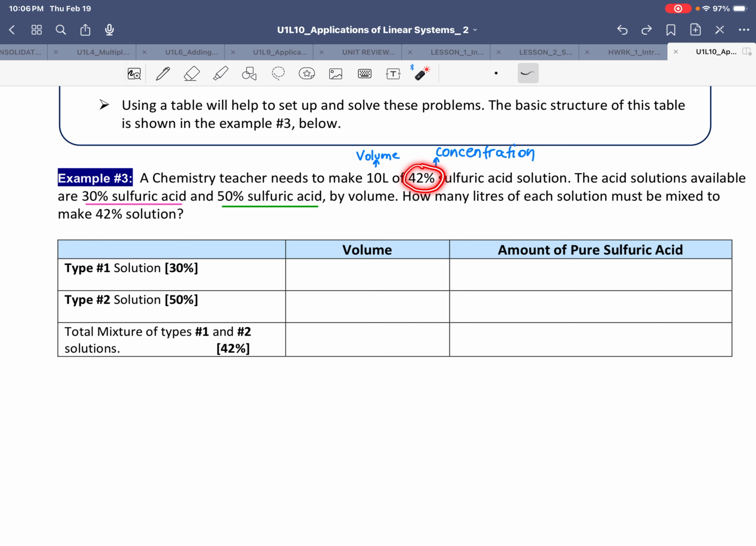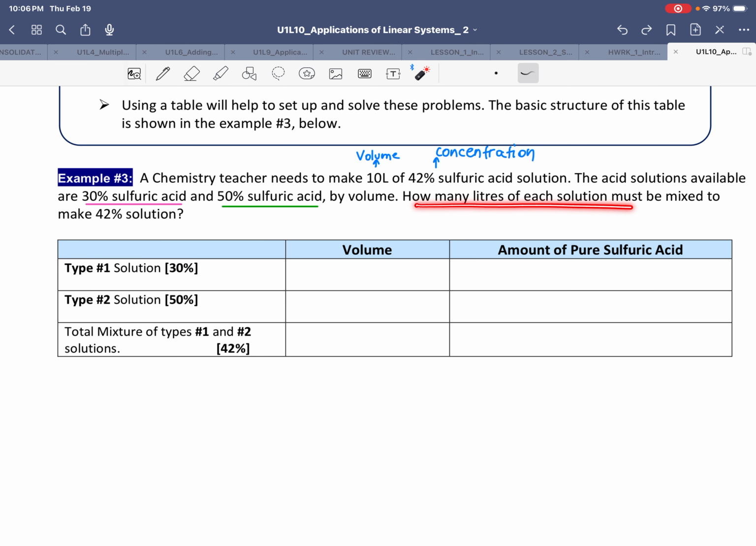Now, what I want you to think at this point is, use your logical reasoning to create a 42% solution from 30% and 50%. Would you say that you used more of the 30% or more of the 50%? Think about it, and we're going to revisit this idea at the end of the problem after we solve everything.